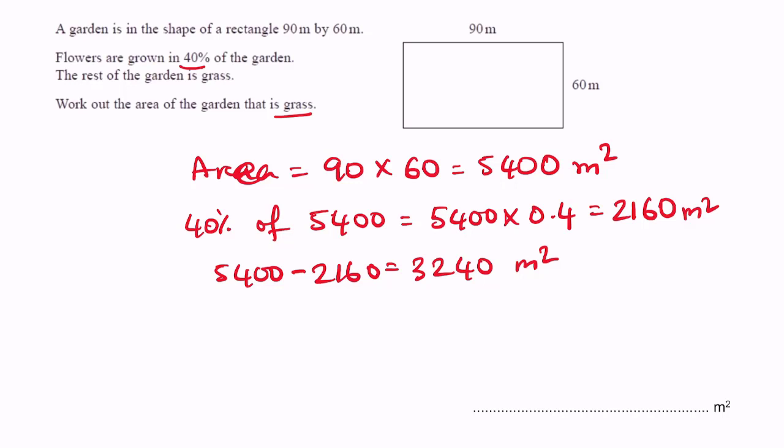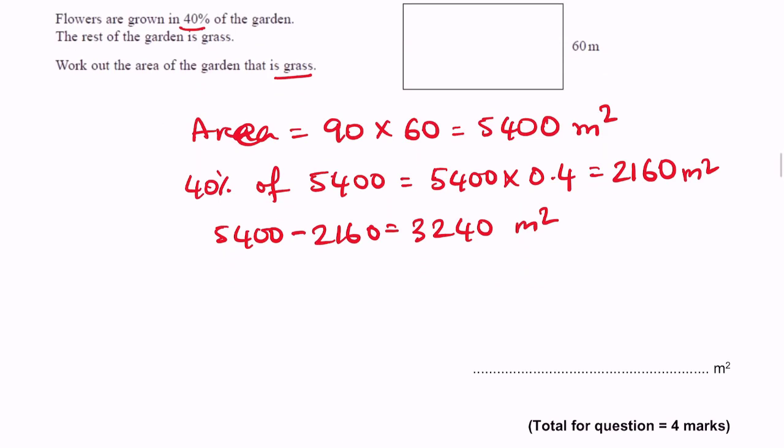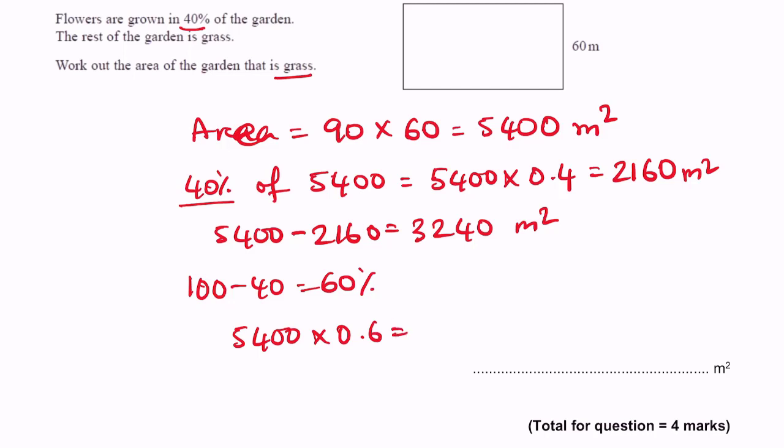Okay, and 3,240, that would be the answer. The other way to do it is, if you want to do a shortcut: because 40% of the area is grown flower on, we know 100% take away 40 is 60% of the garden has grass. So all you have to do is 5,400 times 0.6, which is the multiplier, and that gives us 3,240. So that helps you cut down one step and get to your answer in just one simple calculation, 3,240 meters squared, and that's worth 4 marks.